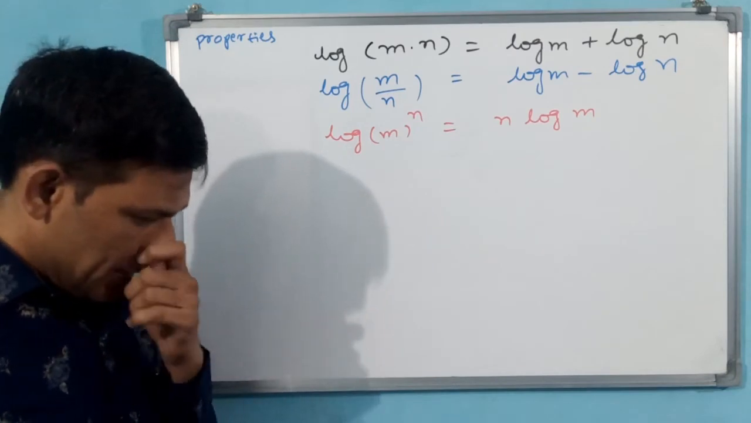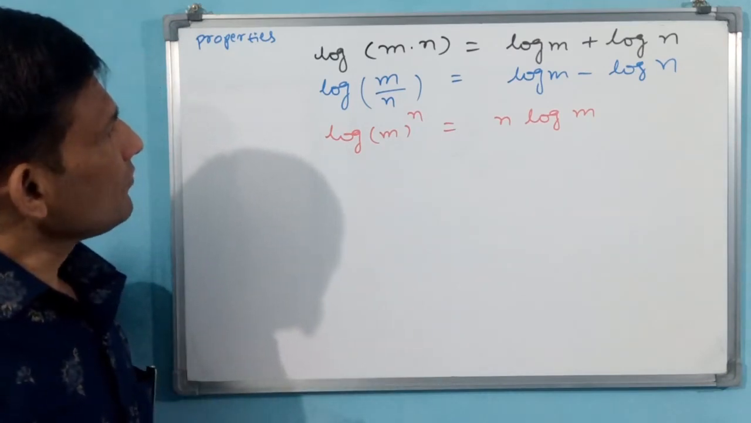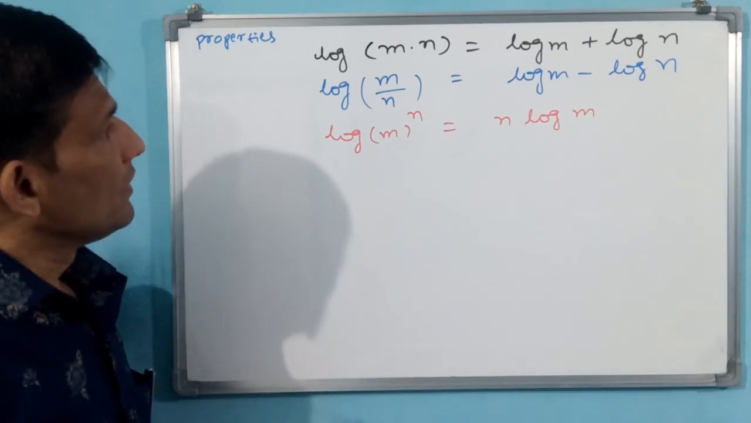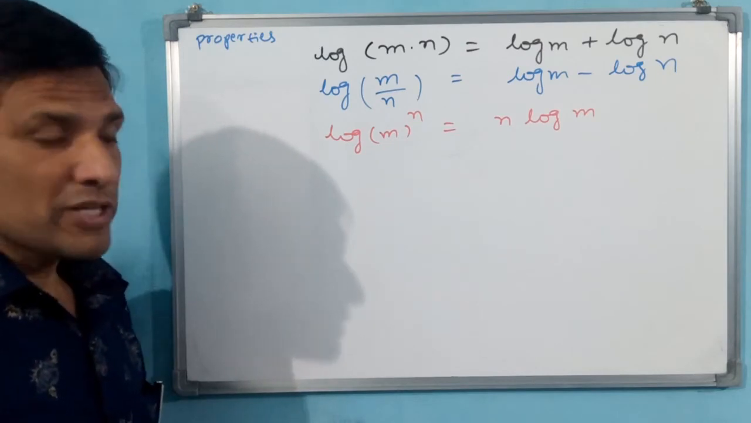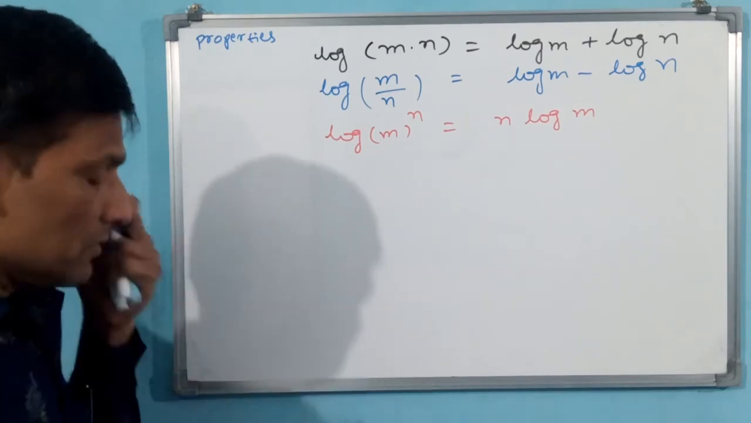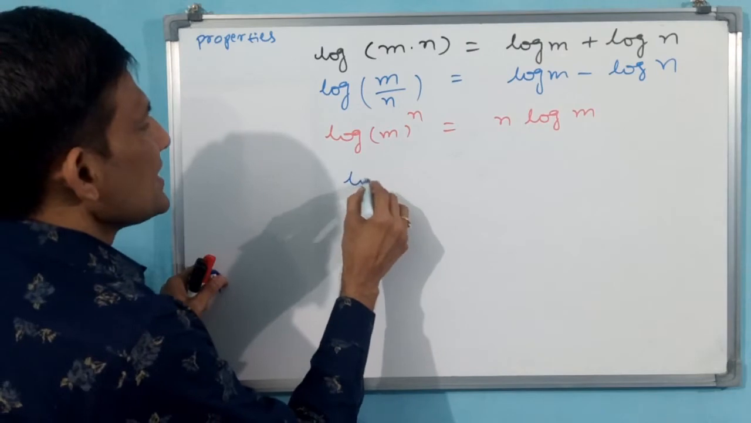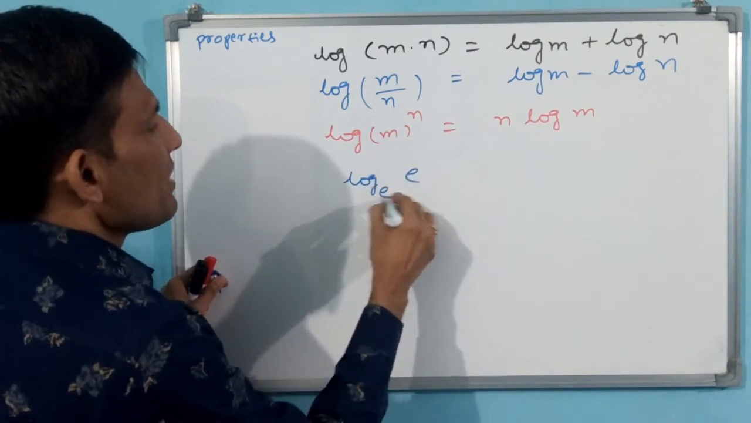Then we will go for the base change method. But before the base change method, one thing I want to tell. What is log e to the base e?